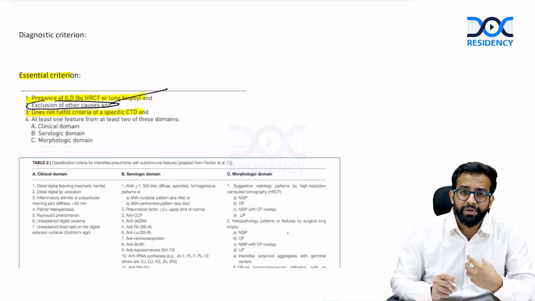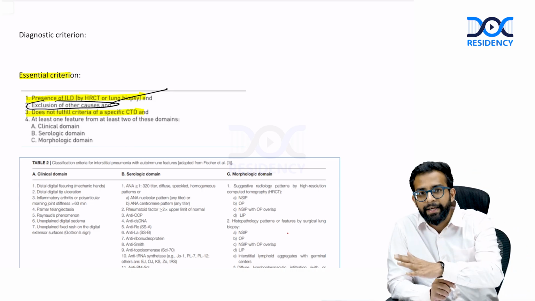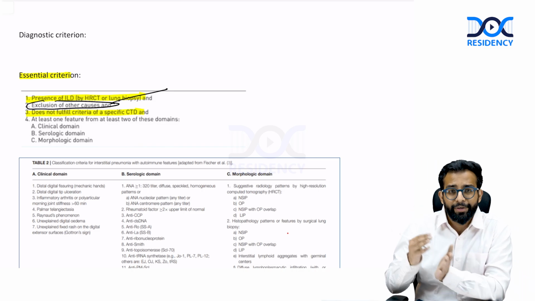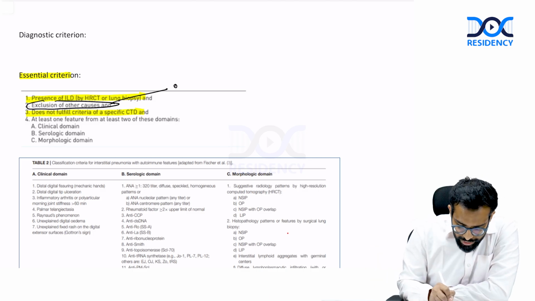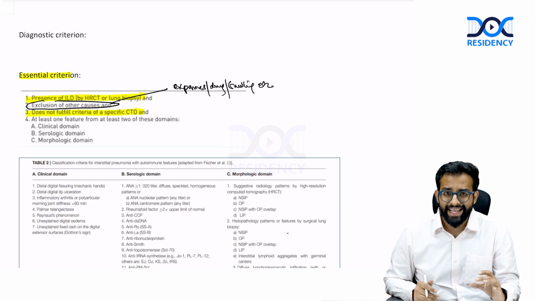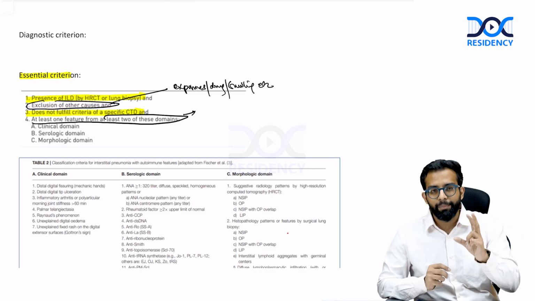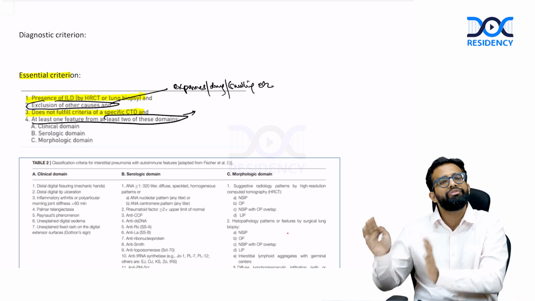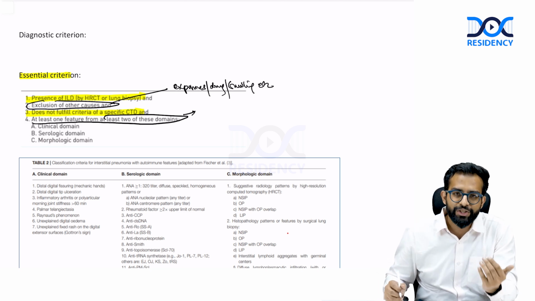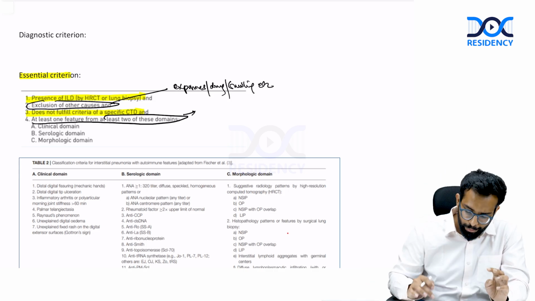For example, there should be no significant exposures. There should be no significant smoking, because then the smoking could explain the ILD. The patient should not be on any drugs that have a potential to cause ILD. So it could be exposures, drugs, smoking, etc. And apart from these three essential diagnostic criteria, the patient should have at least one feature from two of these three domains. So there are three domains, and the patient needs to fulfill at least two of the domains. And by fulfill, I mean the patient needs to have at least one feature from either two out of these three domains. So what are these three domains?